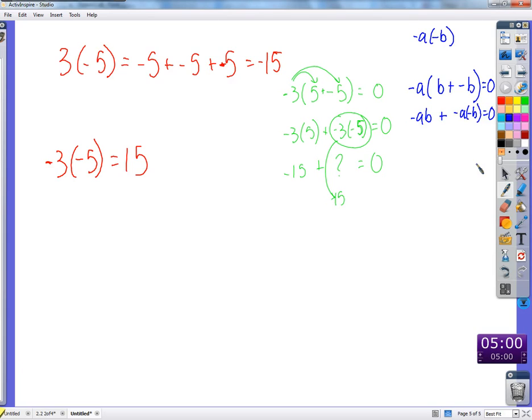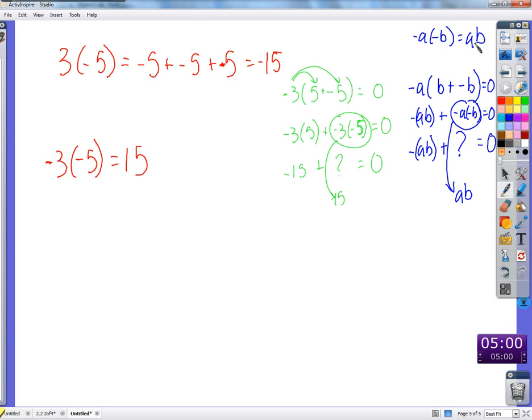Well, here's negative ab, negative times a times b, plus something equals 0. What does that thing have to be? We're going to cancel out this negative thing. It's got to be the positive, the exact opposite. The exact opposite of negative ab would be positive ab. So negative a times negative b has got to be positive ab. So any two negative numbers multiplied together give you a positive.